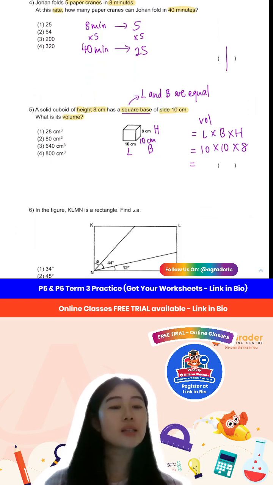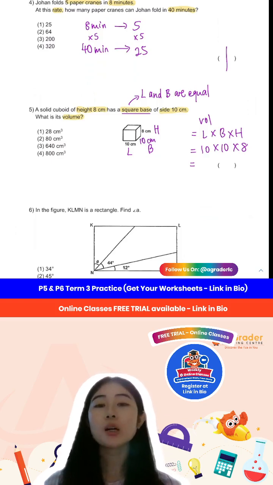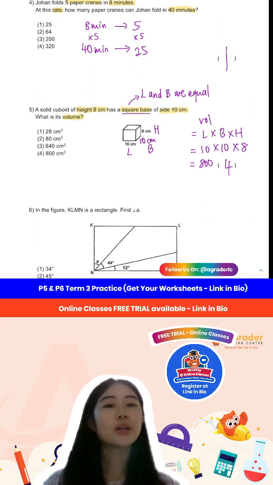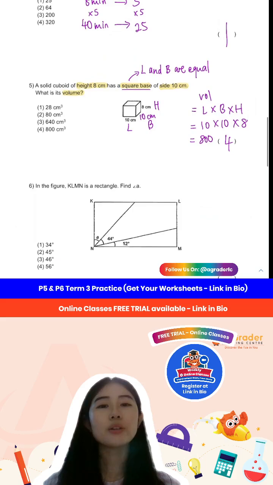Okay, Isa says it's option 4, is it? Option 4 is 800. Yes. So Isa and B, you're correct. Jacob, correct as well. Option 4 is correct. So good job, everybody. Let's move on. Next one.